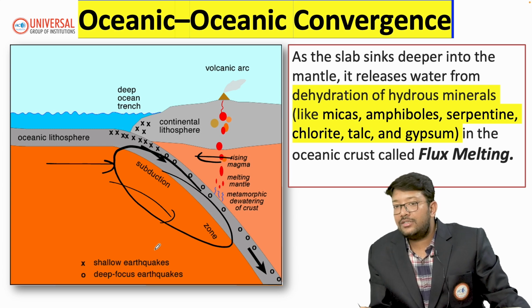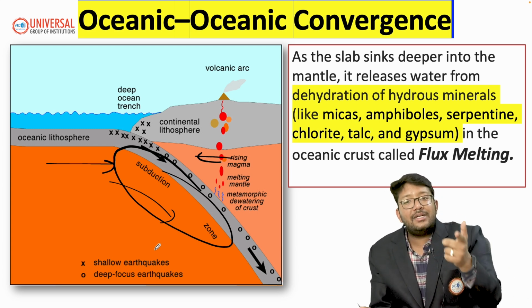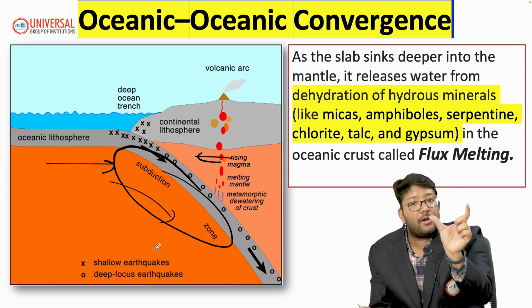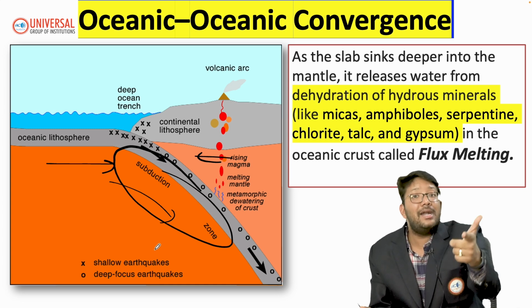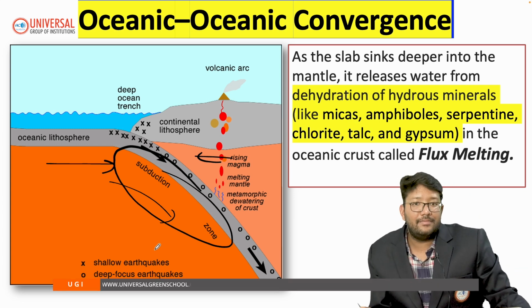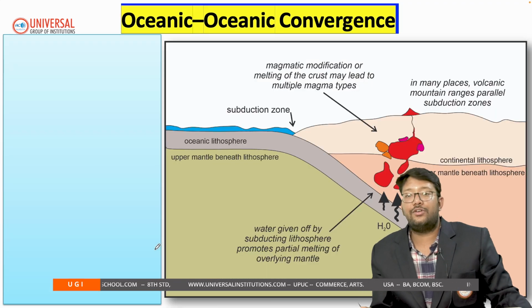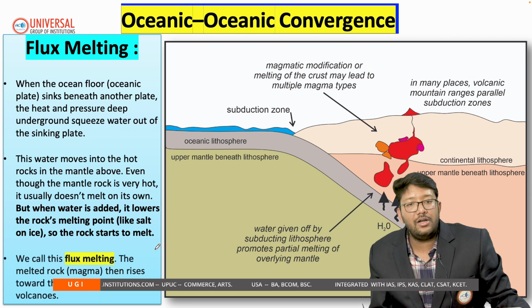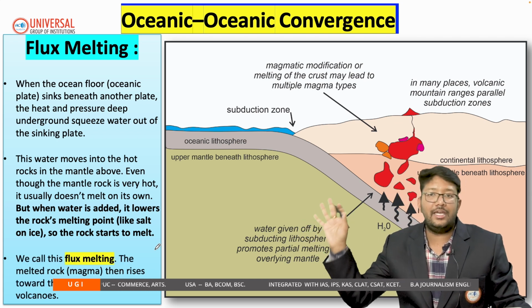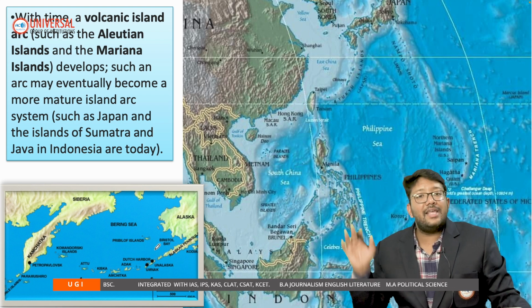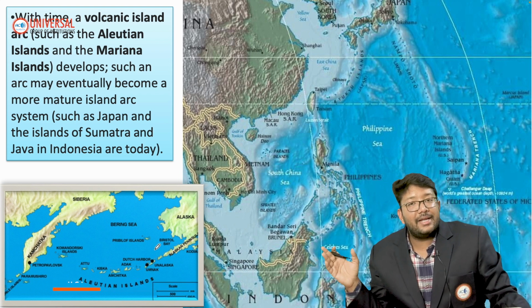So what will happen, students, when this gypsum, talc, chlorite is going down? The water inside them will vaporize, and because of the vapor, the rocks in the mantle that were not melted will also melt, and the volcanoes will erupt. That is one feature of oceanic convergence. Okay, that you have to remember: flux melting. This is called flux melting. The theory is written here, you can make notes out of it.